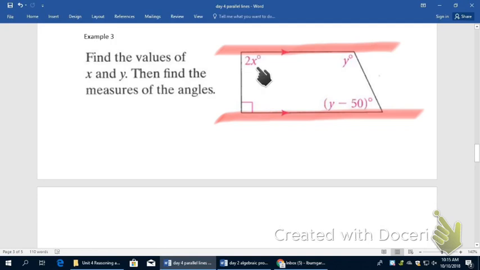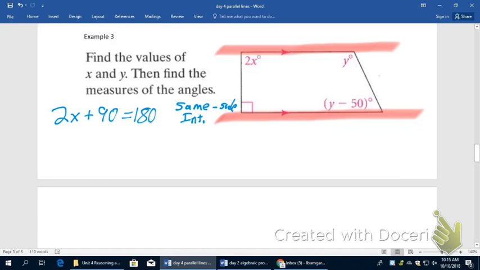So let's start with 2x. It is related to the 90 degree mark because they're connected to the same transversal. 2x and 90 are between the parallel lines, so they're interior, and they're on the same side of the transversal. So I'm going to add them up to 180 degrees because they are same side interior angles.